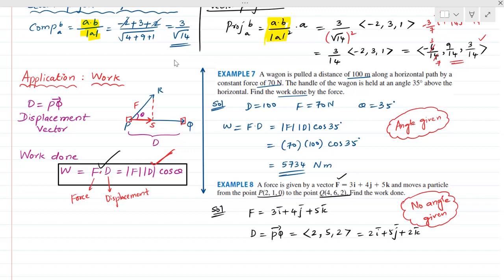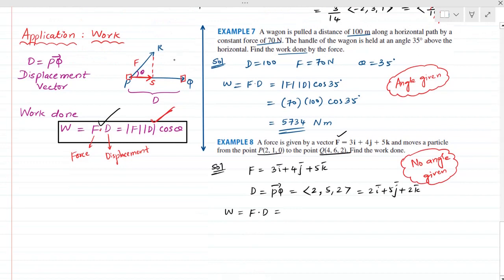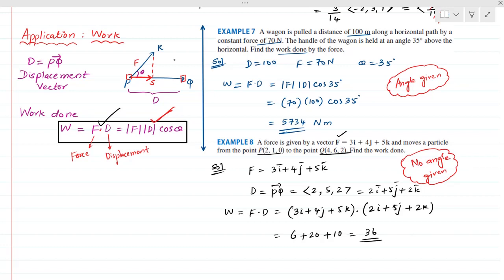Since these two points are given, we first construct the vector. After that, the work done will be very simple. Just take a dot product. No need to use the formula. So 3i plus 4j plus 5k dot 2i plus 5j plus 2k. Multiply: 3 into 2 is 6, plus 4 into 5 is 20, plus 5 into 2 is 10, which equals 36 joule. This is the unit, joule.